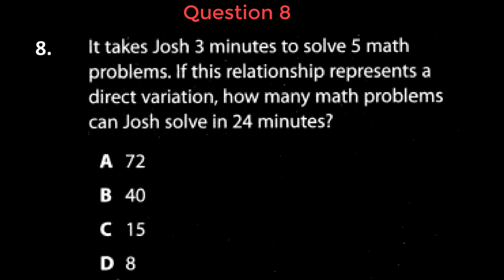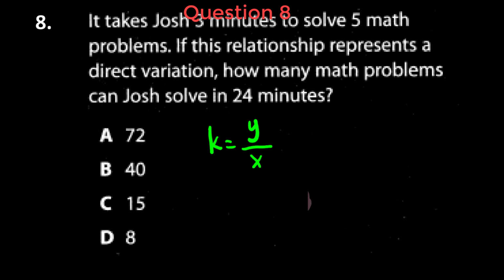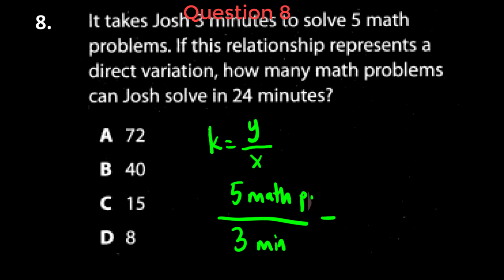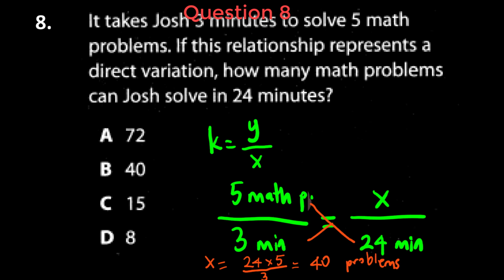Question 8 is also a direct variation problem. So the constant of proportionality will remain the same for both cases. If it takes Josh 3 minutes to solve a given number of math problems, how many problems can he solve in 24 minutes is our question. So cross multiplying, we will get the answer. 40 problems, so the correct answer is B.